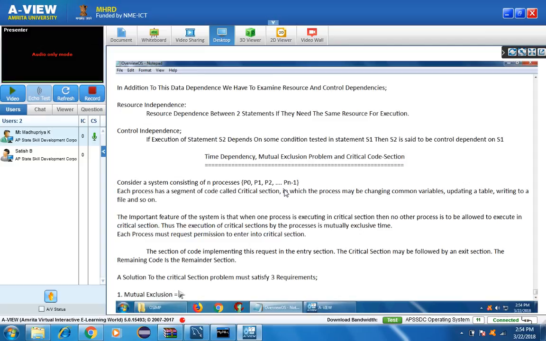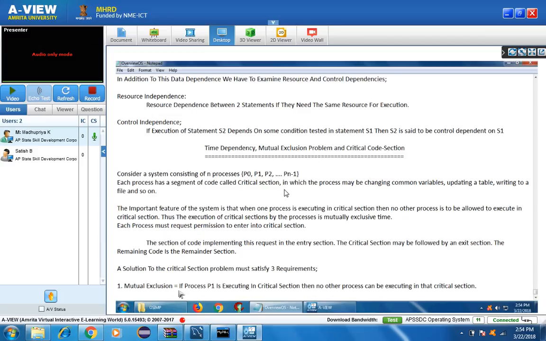And what will happen in the mutual exclusion problem? If process P1 is executing in critical section, then no other process can be executing in that same critical section. It should complete, exit from there, and only then will the second process be allowed to enter and be executed.